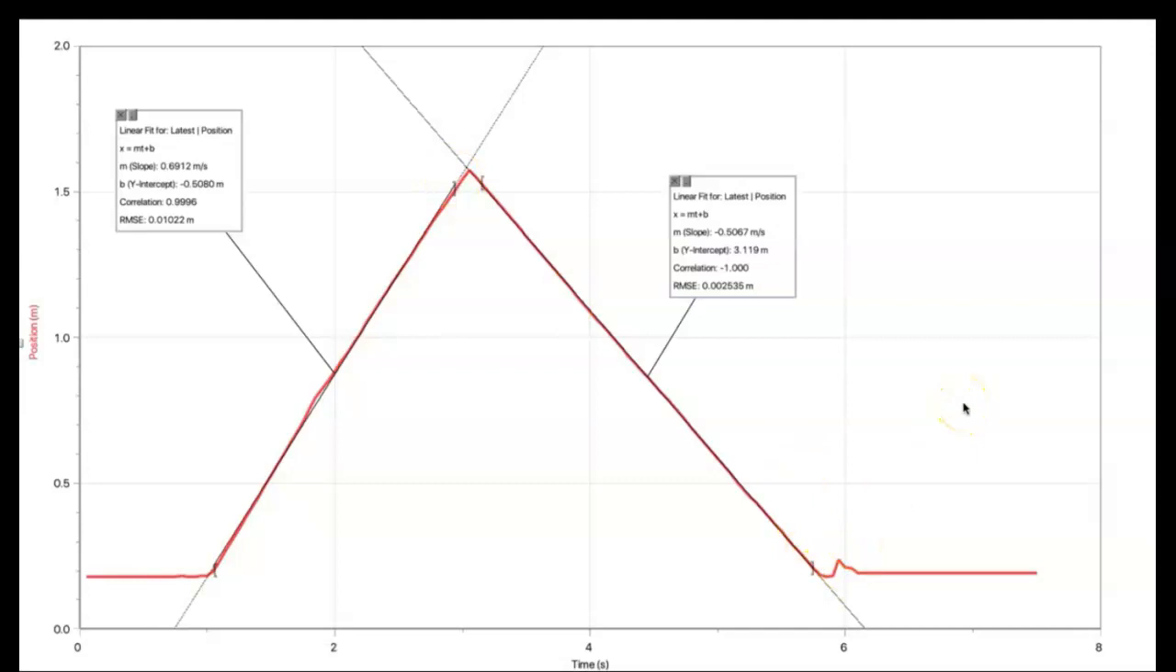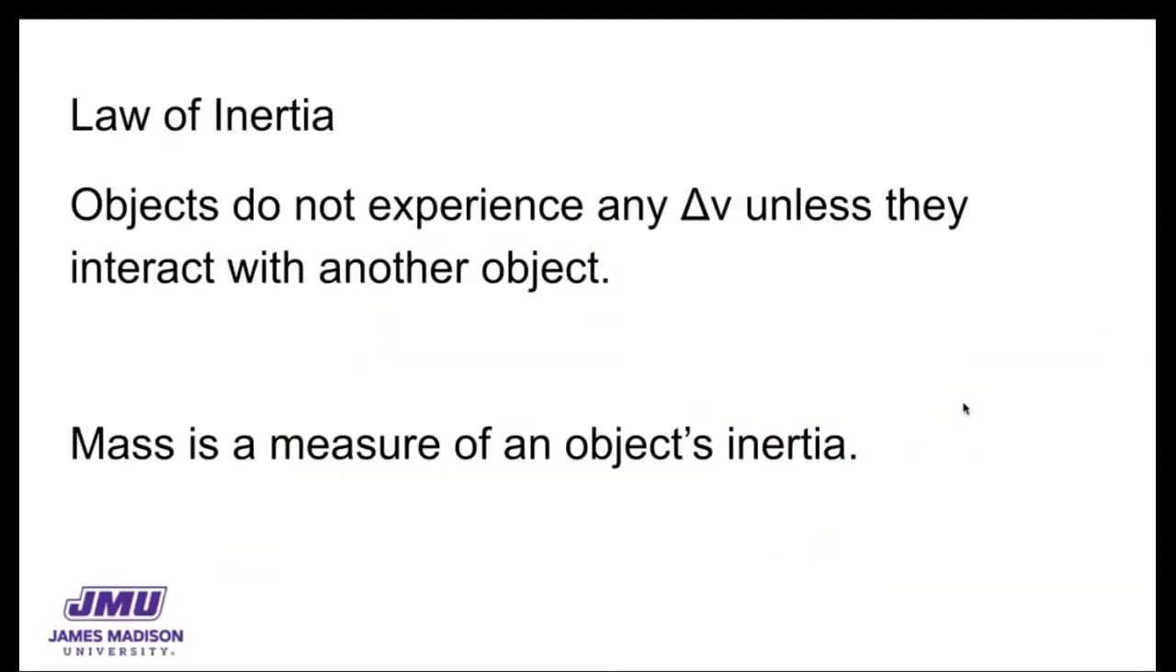The idea that an object will not change its velocity, it will not speed up or slow down or change its direction at all, is what we call inertia. And the law of inertia says that objects do not experience any delta V unless they interact with another object. We will actually clarify that in a little bit more detail in a future lesson. But right now we want to emphasize that delta V does not change unless the object is interacting with another object.